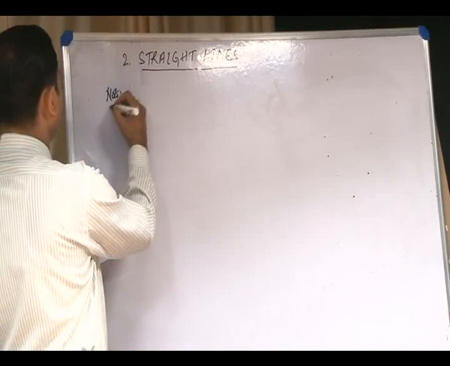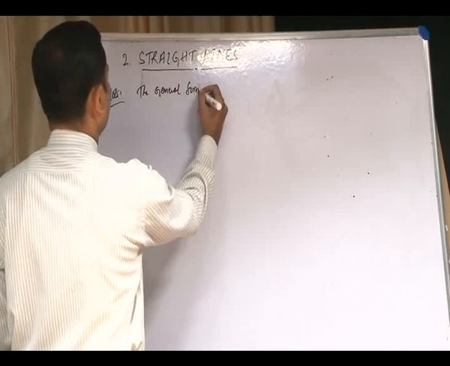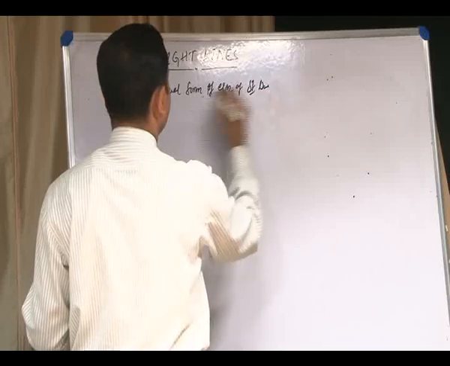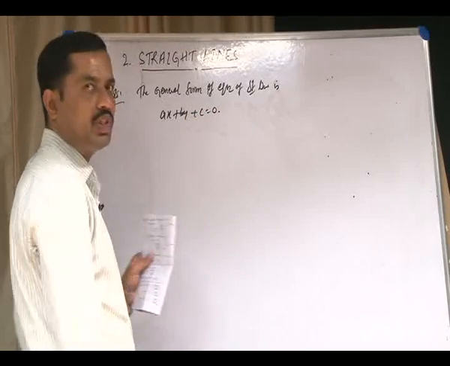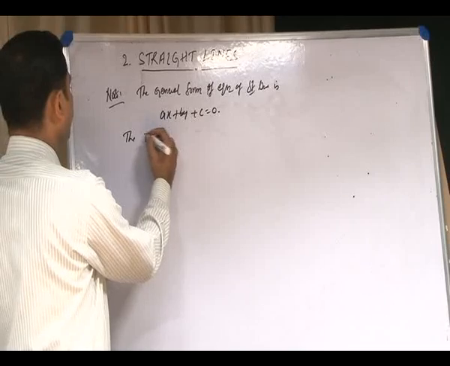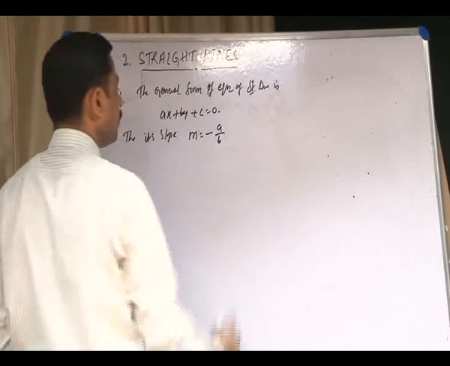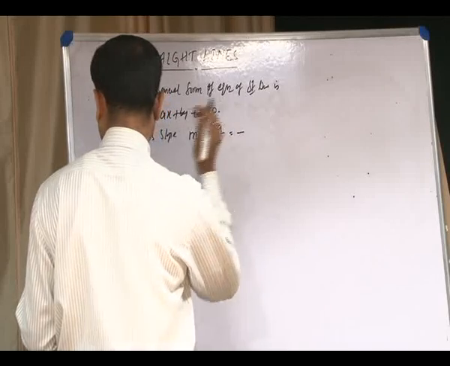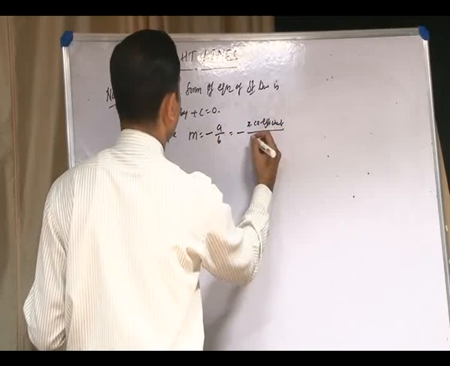Just note the general form of an equation of a straight line. If the general form of the equation of a straight line is ax plus by plus c is equal to 0, then its slope m is given by m is equal to minus a by b. Here a is the x coefficient, divided by b, the y coefficient. So that is the formula for slope here.